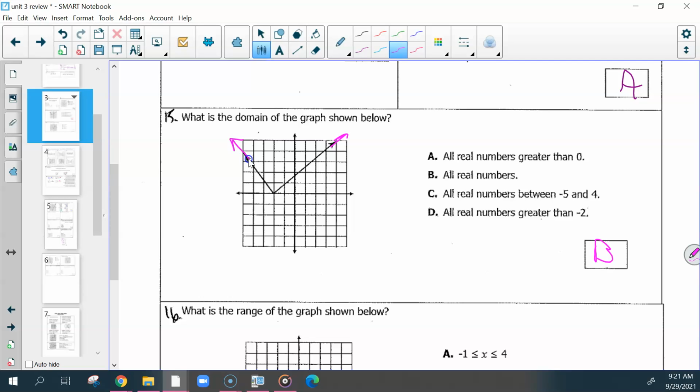Any other questions we want to see or go over? Number 16.